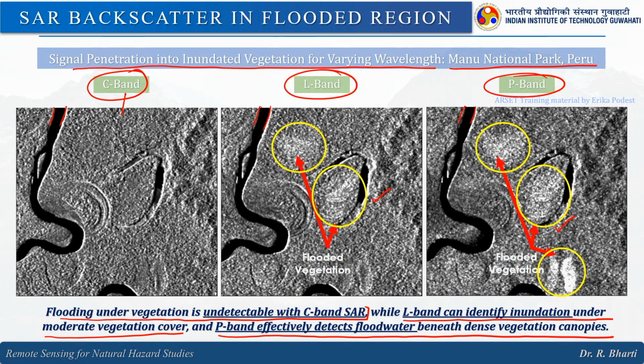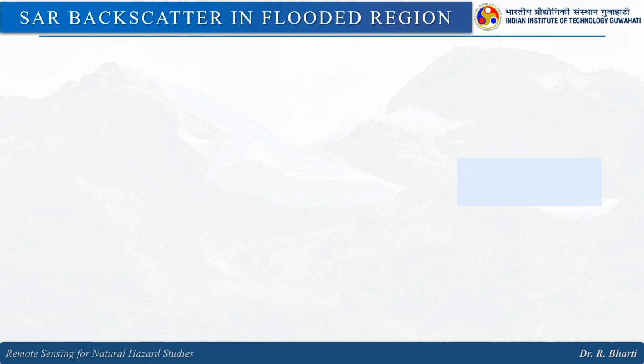So, if you are talking about flood studies in highly vegetated areas, then preferably we will be using the P band data set. If it is not available, we will go with the next choice, which is L band, but in C band these inundated areas are not visible clearly.